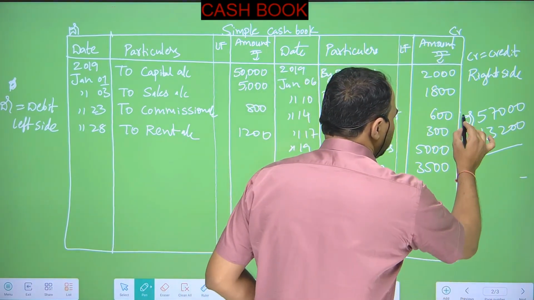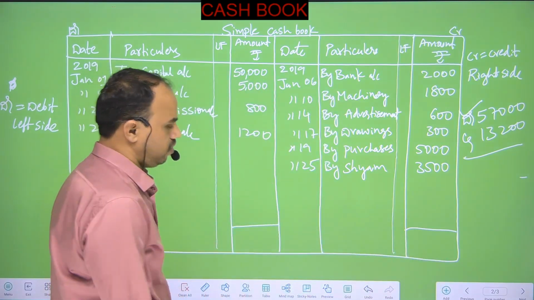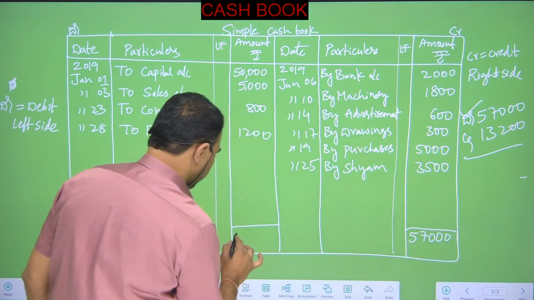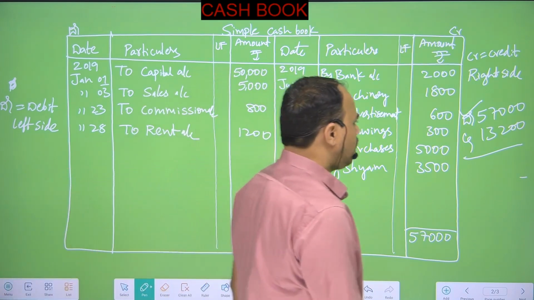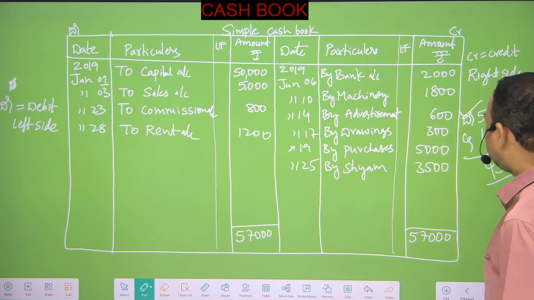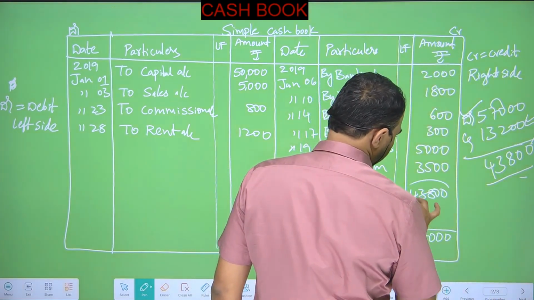So in these two, which is the big amount? Debit is the big amount. So on both sides in the amount column write that big amount, 57,000 rupees. Okay, now do minus from big amount to small amount. 0 minus 0, 0. 10 minus 2, 8. 6 minus 3, 3. 5 minus 1, 4. So 43,800, write on the credit side.